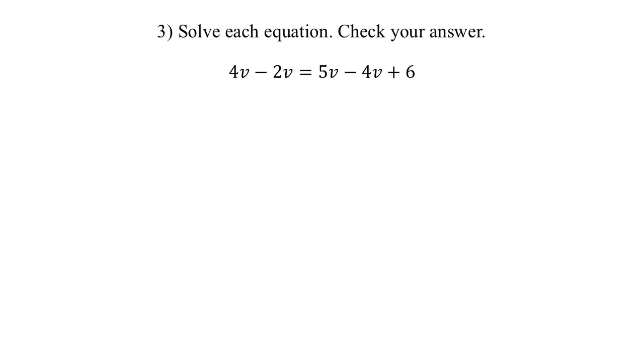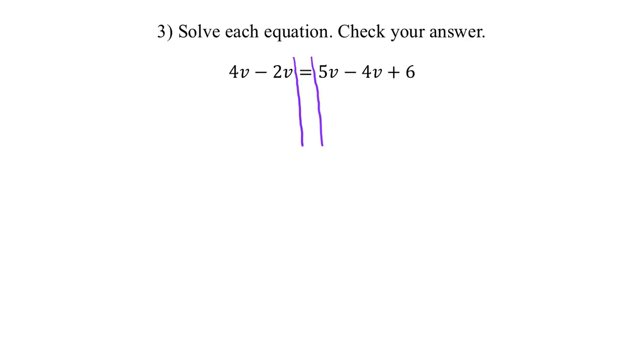Okay, so we write our problem down. 4v minus 2v equals 5v minus 4v plus 6. I know something. Just like the last problems, let's view two sides. What are we checking for on each side? Bella, what do we need to look for on the left?